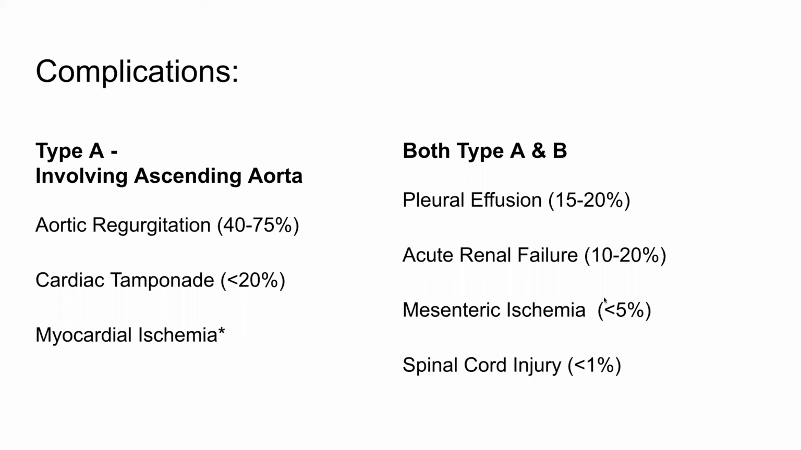The other complications which are shared by both type A and type B are the presence of pleural effusion. This could be either because of inflammatory response, or it could be because, in the case of thoracic aorta, perforation into the pleural cavity, which is obviously a very dangerous situation to be in. Acute renal failure, mesenteric ischemia, and spinal cord injury can all happen. So when it comes to the physical examination, you may be able to detect an aortic regurgitant murmur, but that will be difficult to find and to confirm. You'll probably need an echocardiogram to diagnose aortic regurgitation in this context.